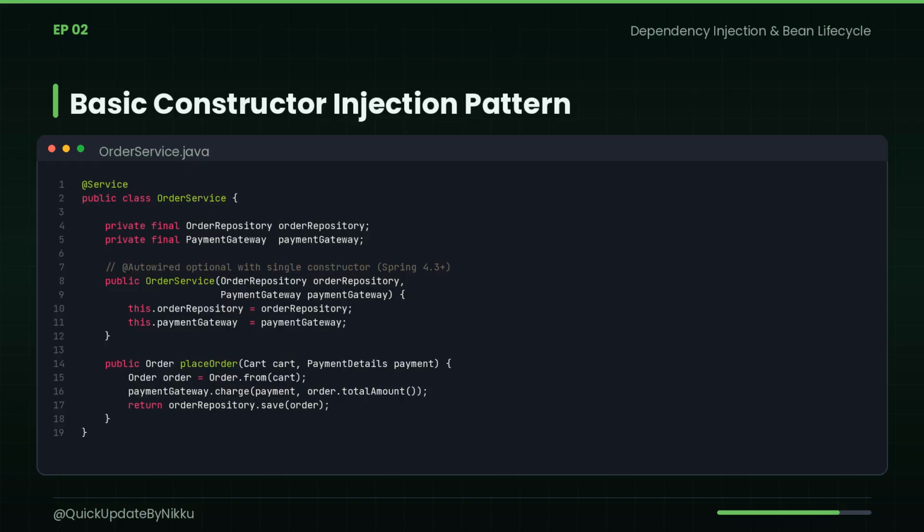Final fields give you a compiler-enforced guarantee that orderRepository and paymentGateway can never be null, can never be reassigned after construction, and are safely readable across threads. With a single constructor, Spring 4.3 and later injects it automatically without needing the @Autowired annotation.